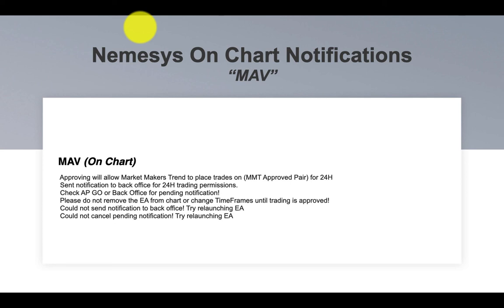Boom. It also lets you know check the app or back office for ping notifications. In video 1, I showed you what that looked like. All right. It also shows you, please do not remove the EA from chart or change time frames until trading is approved. We talked about that as well in the settings. Boom. Could not send a notification to back office. Try relaunching EA. Could not cancel ping notification. Try relaunching EA. This is all information that you need so that you can make sure that you are doing things properly.